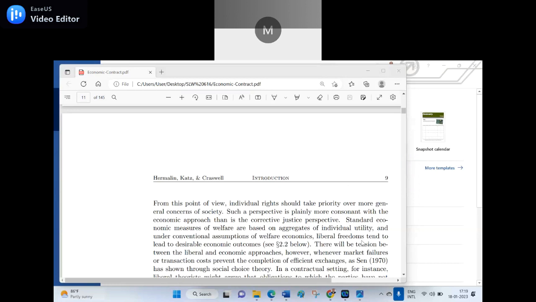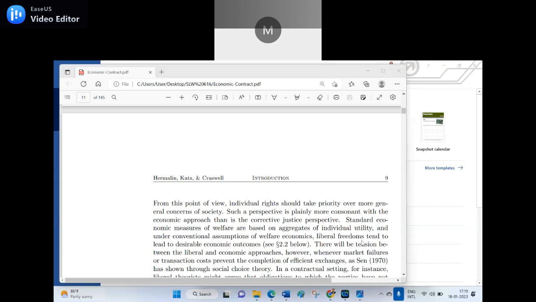Individual rights should be given priority over the more general concerns of a society, because it is the individual who suffered, not the society. So when an individual suffers, priority should be given to that individual so that he can be comfortable in the society. Such a perspective is plainly more consistent with the economic approach, that is, the corrective justice perspective.